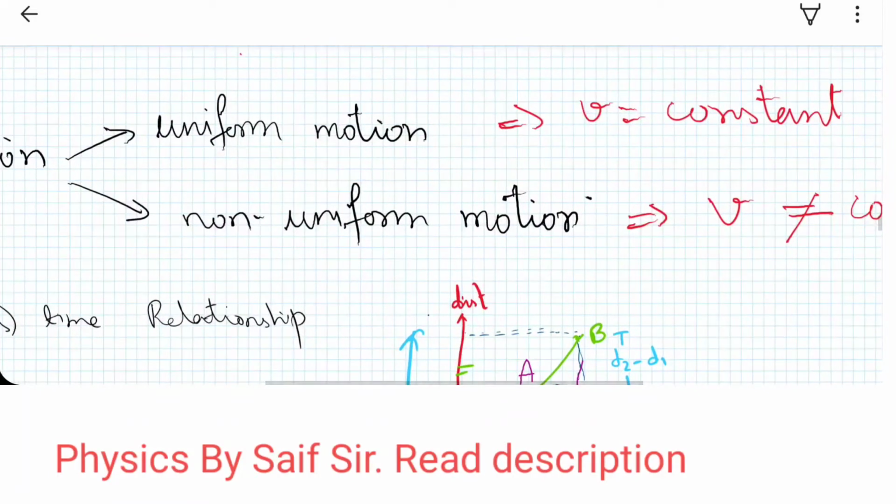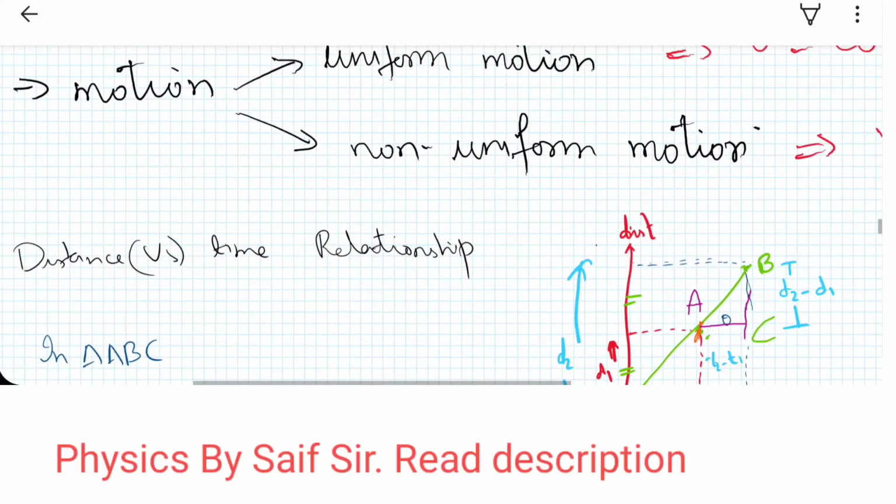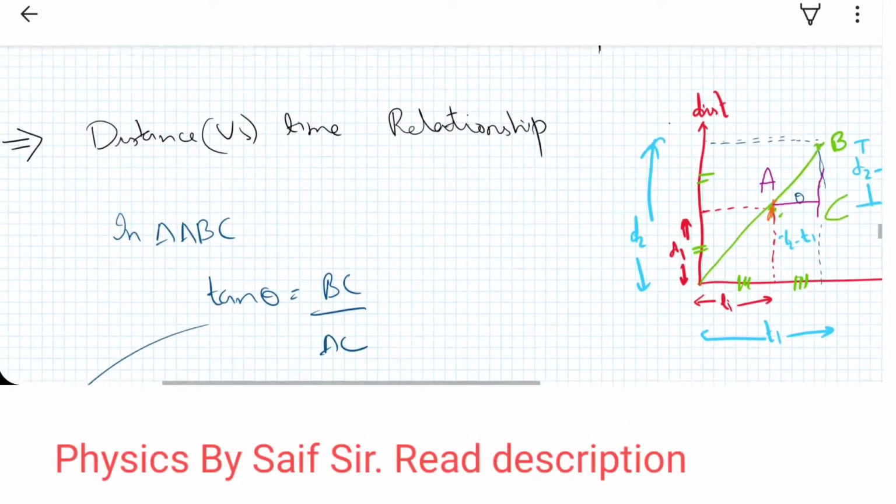In uniform motion the velocity is constant. If the velocity is constant, then it is a uniform motion. If the velocity is not constant, then it is said to be a non-uniform motion. Now we will see a distance versus time relationship.